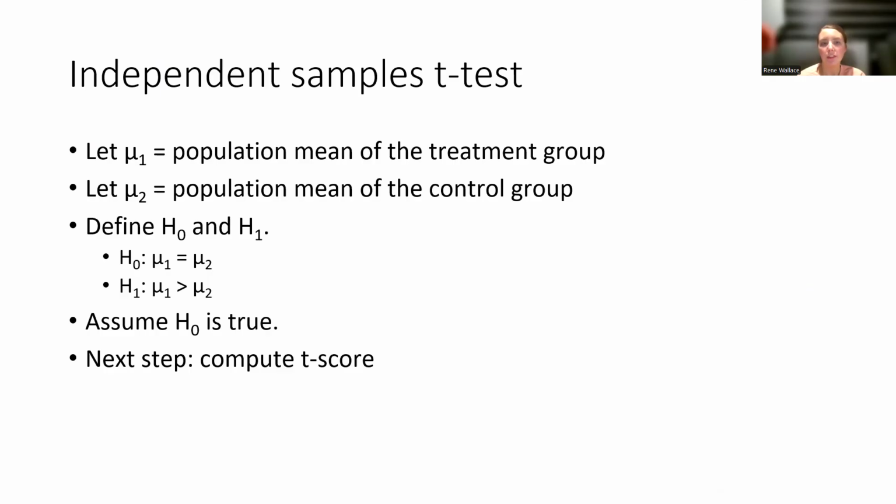Then we're going to define our null and our alternative. So our null hypothesis says that mu1 is equal to mu2. There's no difference between the two means because we're saying there was no effect. So our control group's mean and the treatment group's mean should be exactly the same, no statistical significance. Or alternatively, our alternative hypothesis says that mu1 is greater than mu2, right? Our treatment group had a higher mean than our control group. And we're going to assume that the null is true.